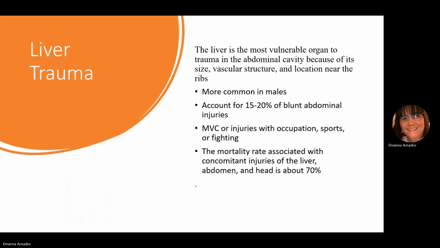Okay, liver trauma. This is one of your most vulnerable organs to trauma in the abdominal cavity because of its size and vascular structure. More common in males to have a liver injury. So this can include abdominal and retroperitoneal injuries, thoracic injuries. It says here that the mortality rate associated with concomitant injuries of the liver, abdomen, and head is approximately 70%. So from sports, fighting, motor vehicle accidents, blunt force trauma.